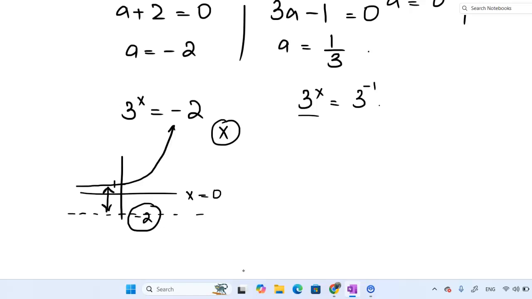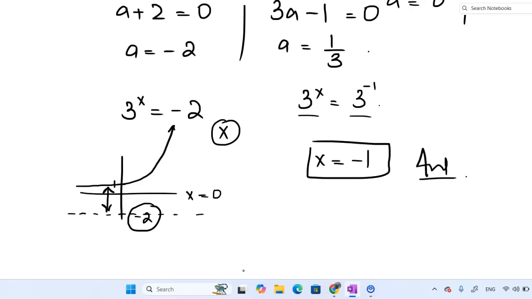However, for the other one, the bases are the same, so I can write x equals negative 1, and this is going to be my answer for this particular question.